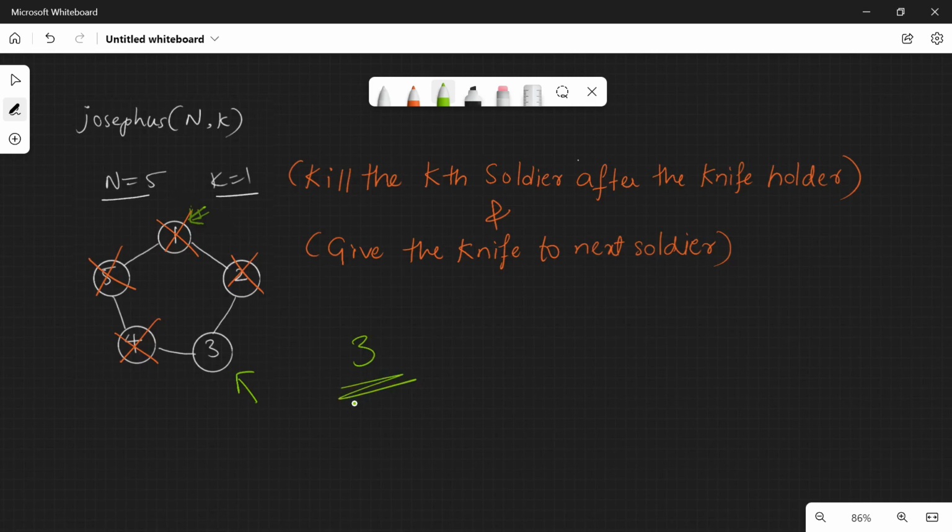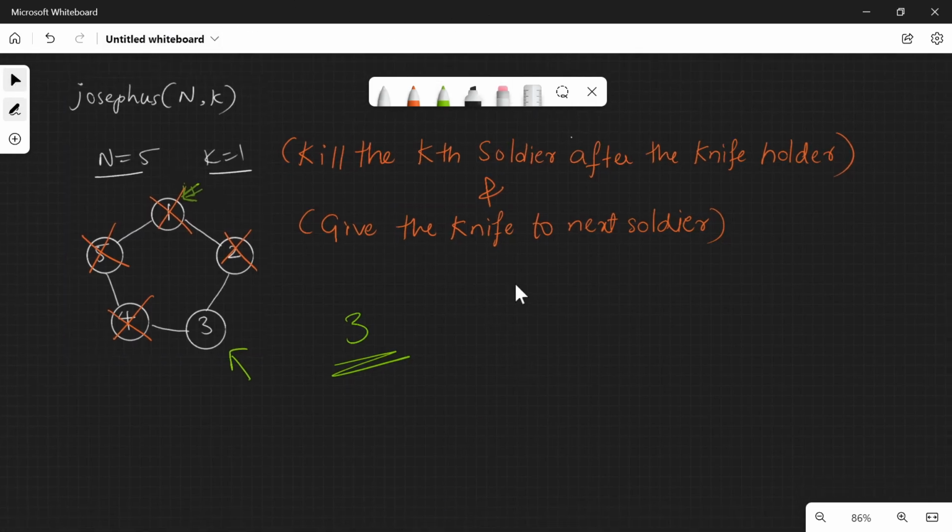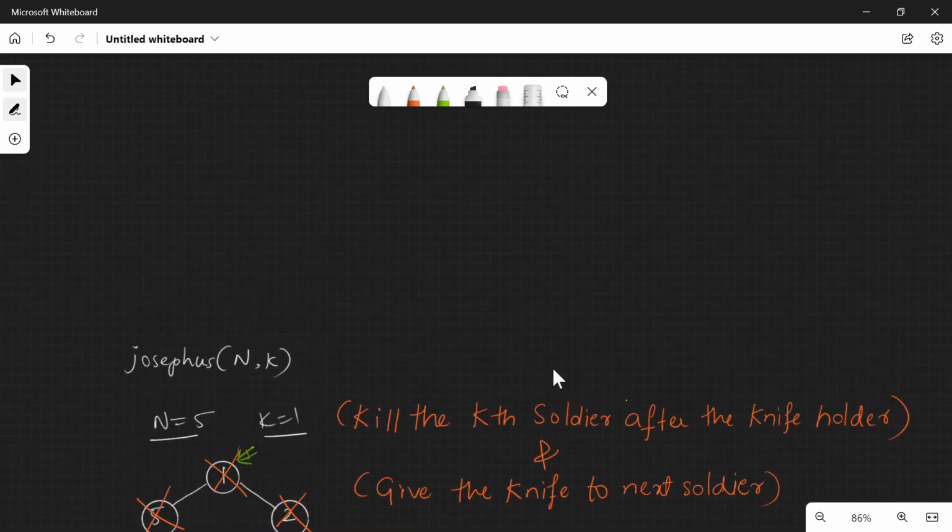This is basically the Josephus problem. I hope you understood it. So think about it. I know there are 2 approaches for solving this problem. First one is the brute force. So let's start with the brute force.